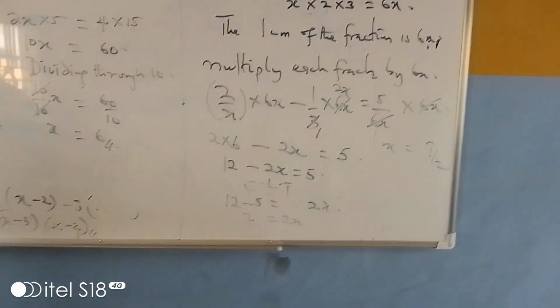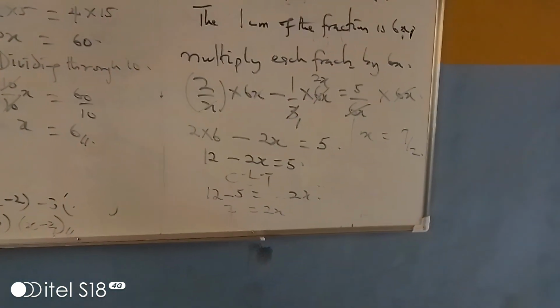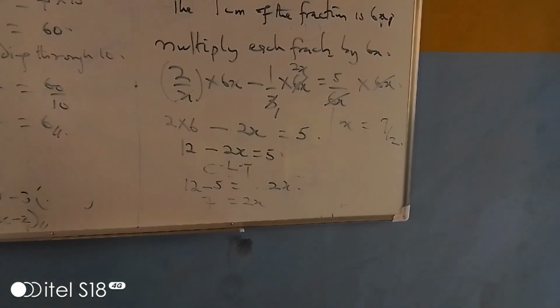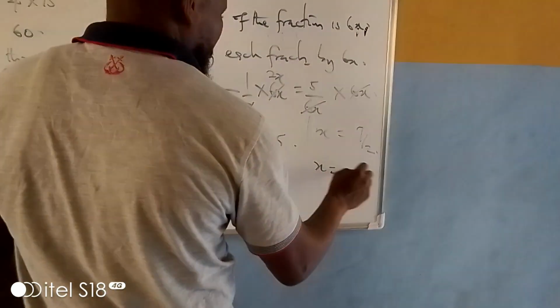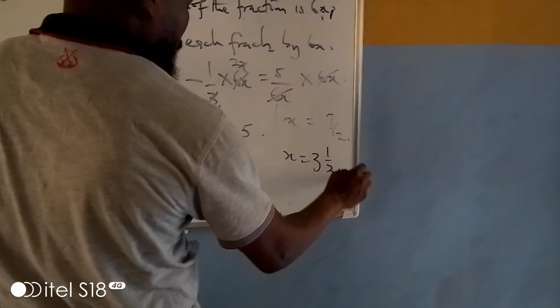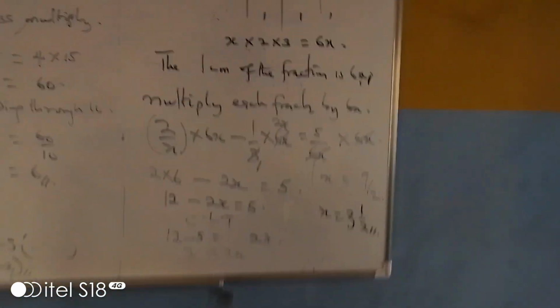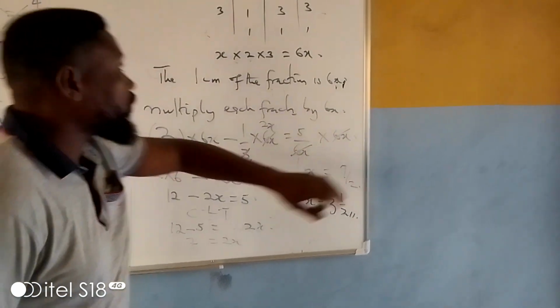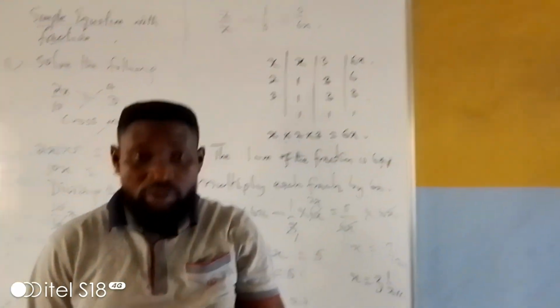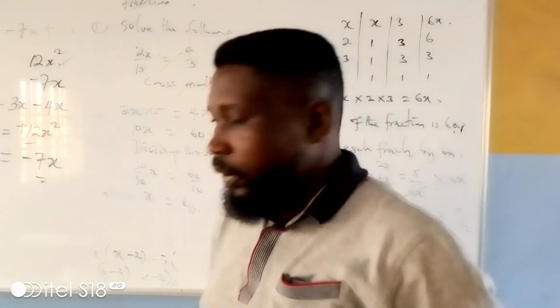So the solution to that question is 7 over 2. Of course, which is the same thing as 3 over 1 over 2. You can check if your answer is correct by substituting the solution you have here into this expression. Of course, something that we have done in class, I expect you to have known it.